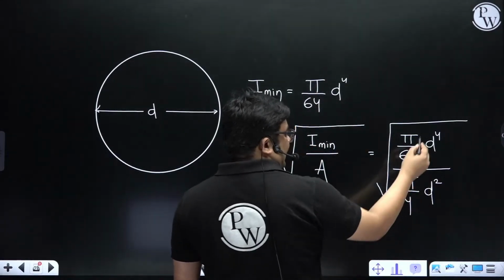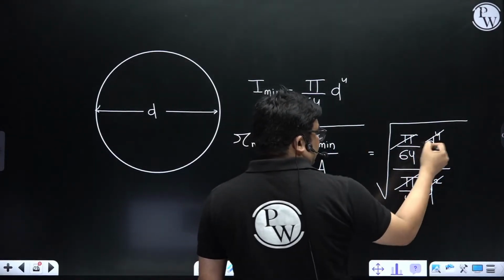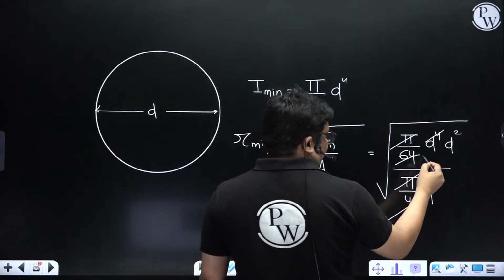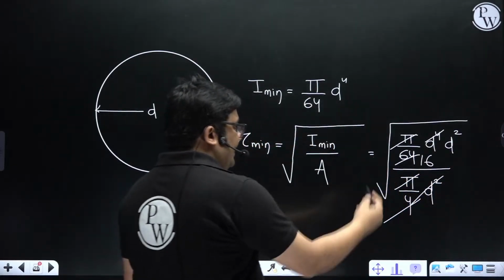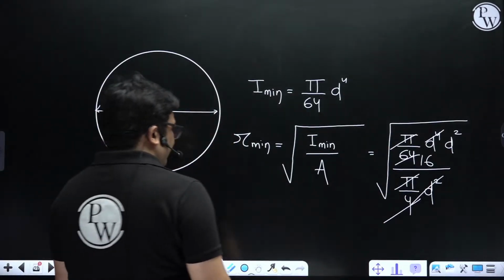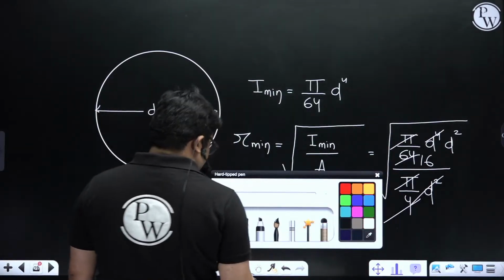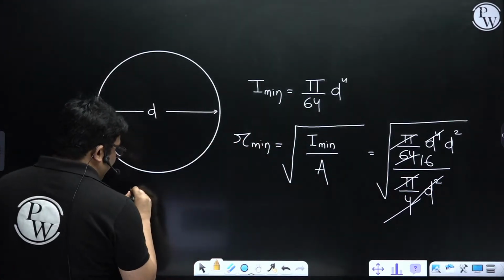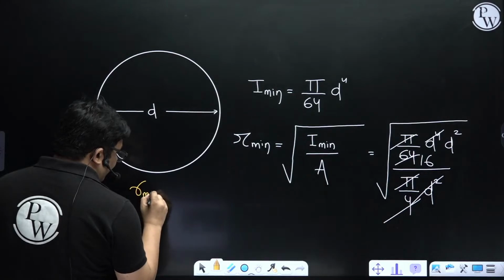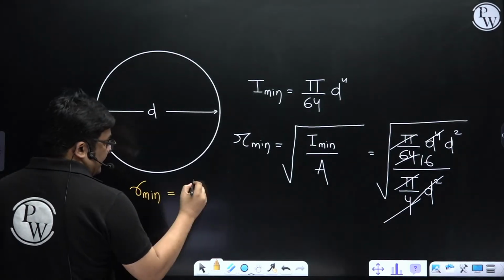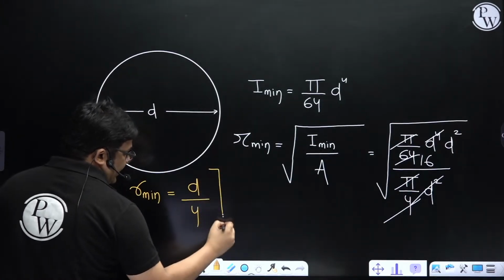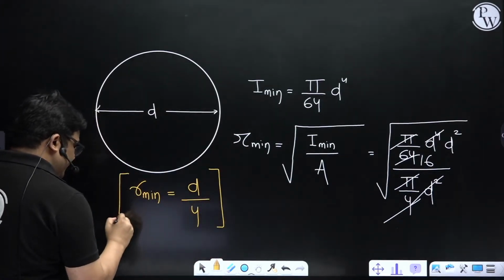So pi gets cancelled, d square gets cancelled, I get a d square here, and I get 16. If I take the square root of this, d square will become d and 16 becomes 4. So R minimum for a circular cross section is diameter divided by 4.